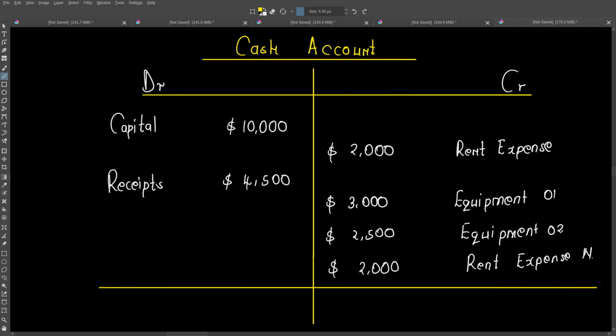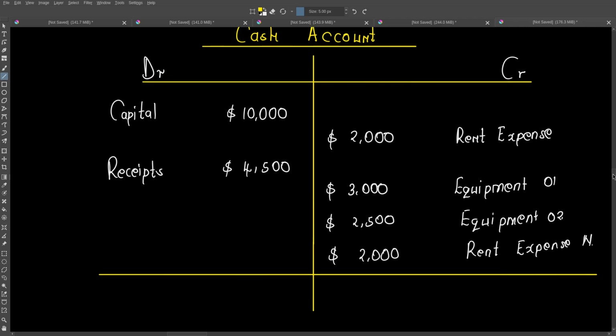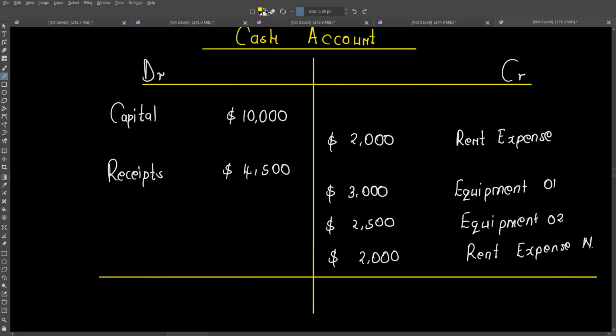So here we have 10,000, plus we add 4,500, we less 2,000, and then we less again 3,000 because these are payments out, and then we less 2,500, and then we less 2,000. That is going to give us 5,000. So the account balance is going to be 5,000.